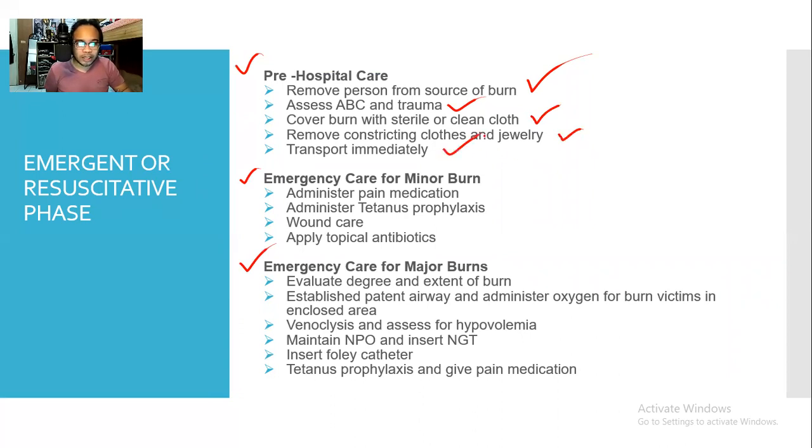Assess ABC trauma. Okay, nasabi ko na yan, cover burn with sterile, clean cloth, and then remove constricting clothes and jewelry, transport immediately. That is why in some trauma cases, class, kung hindi burn, ginugupit talaga nila yan using your bandage scissors, the clothes that would restrict or limit the access for further assessment of the trauma team. Emergency care for minor burn, you have there to administer pain medication. Administer tetanus prophylaxis, as a prophylaxis yan siya. And then wound care, and then apply topical antibiotics.